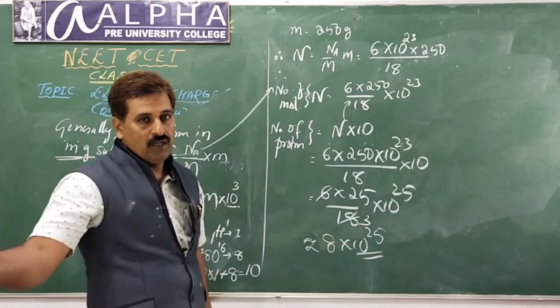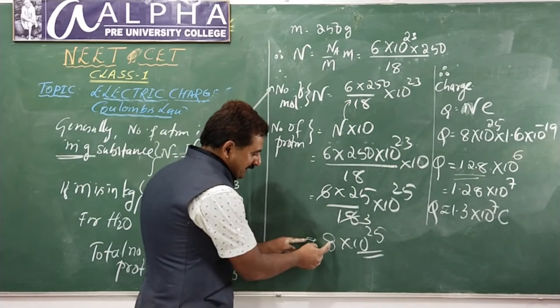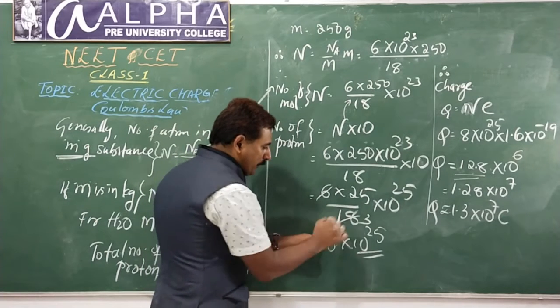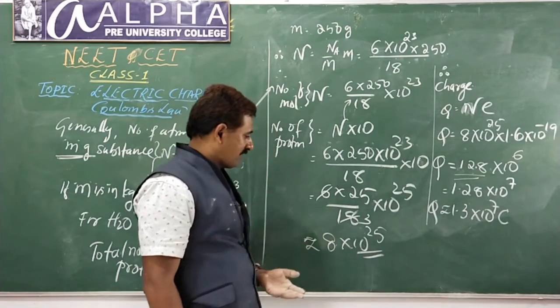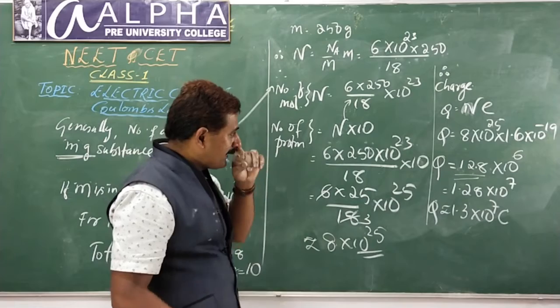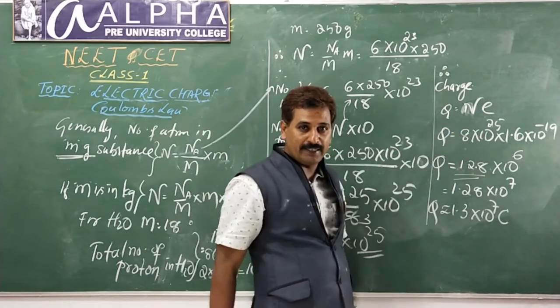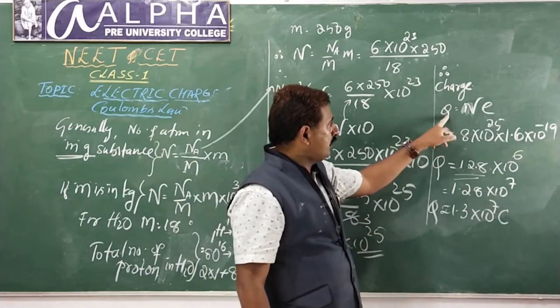Now, what is this, students? This is the number of protons. What is the number of protons? 8 times 10 power 25. But in the problem, you need to find the total charge. Each proton has a charge E. What is E? 1.6 times 10 power minus 19. I have written the entire calculation to save time. That's it.